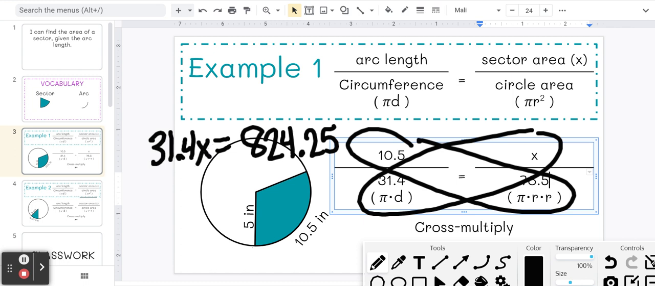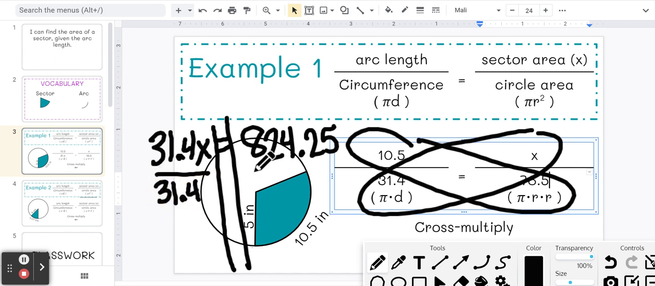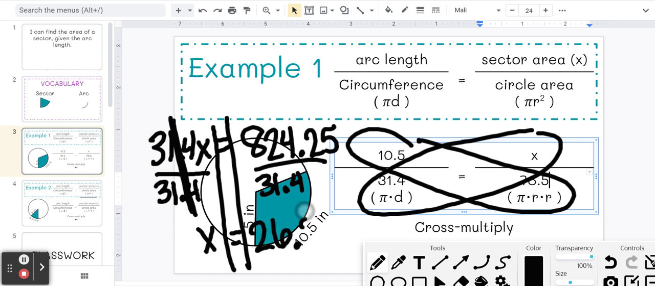Then lastly, to solve for that x, we have to divide both sides by 31.4. By doing that, any number divided by itself is 1. 1x is just x. Yay, we have x by itself. And then if we divide here, we will know the value of x. All right, we get 26.25 inches squared.